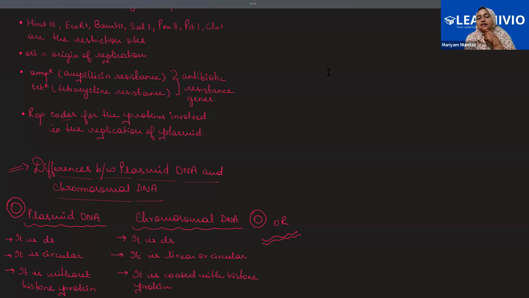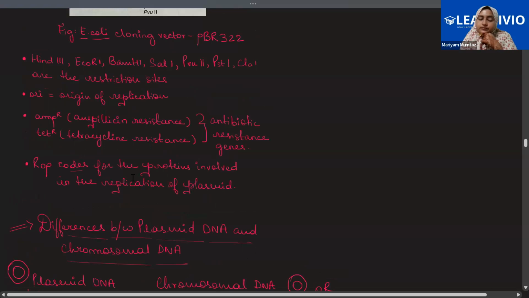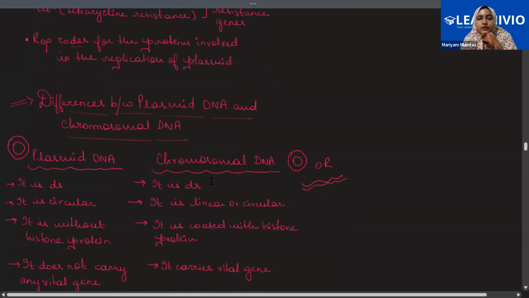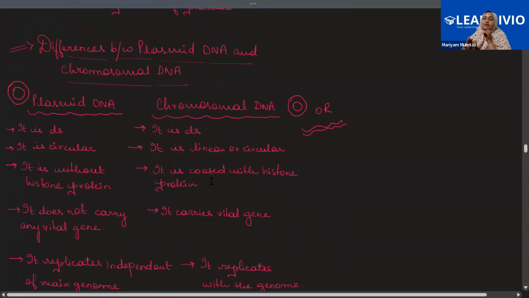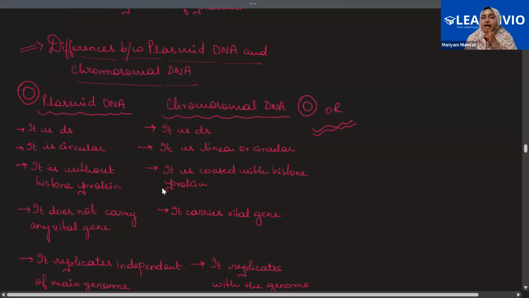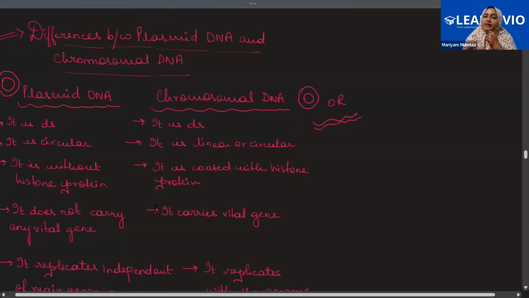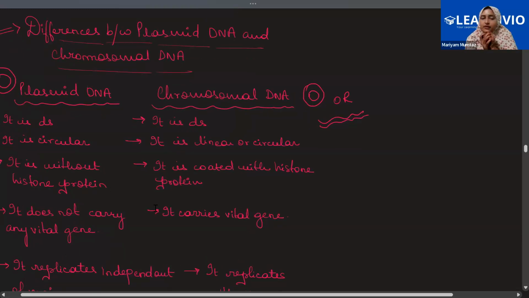So, what is the last thing you people have written in your notebooks? Can you check and tell me? Ma'am, ROP codes for the protein involved in the replication of plasmid. All right. So, in the previous class, we had talked about the plasmid, right? All of us now know what plasmid is, right? Now, let us see what are the differences between the plasmid DNA and the chromosomal DNA. Like, how are they different and why have we given them separate names?